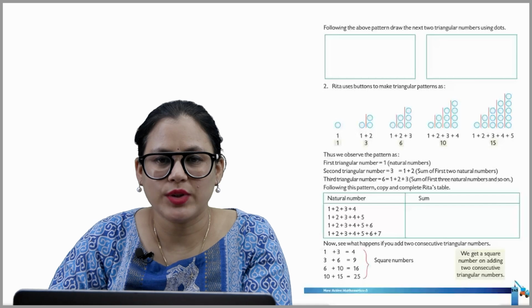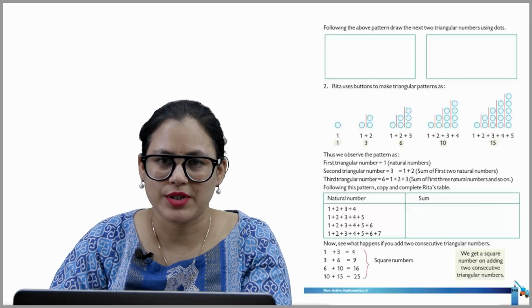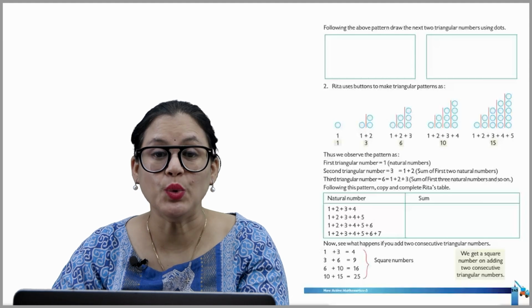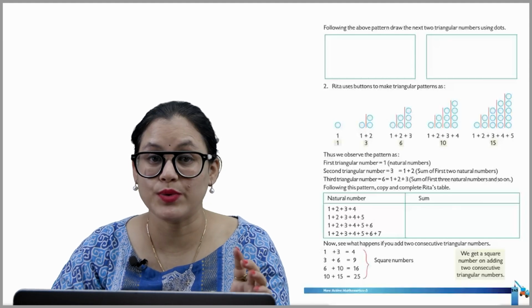Following the above pattern, draw the next two triangular numbers using dots. So students, you will follow the pattern which was in the previous page and you will draw here two triangular numbers using the dots, right?